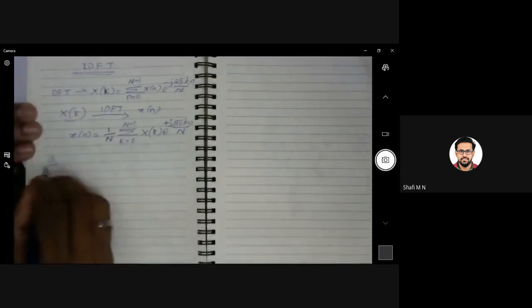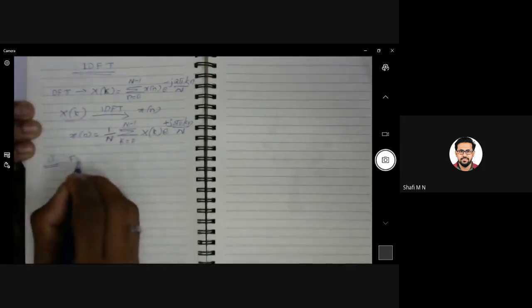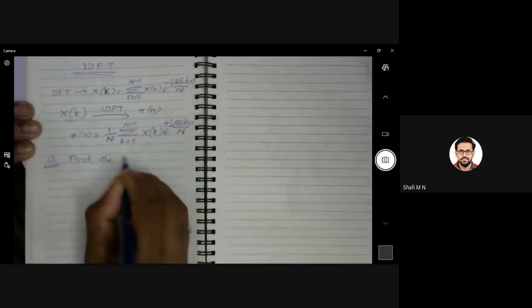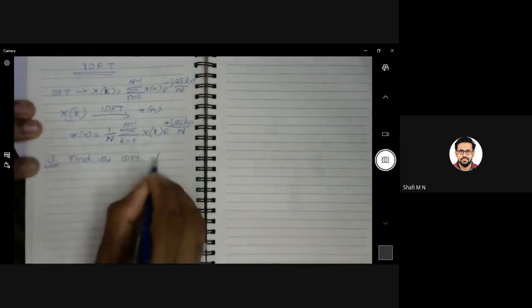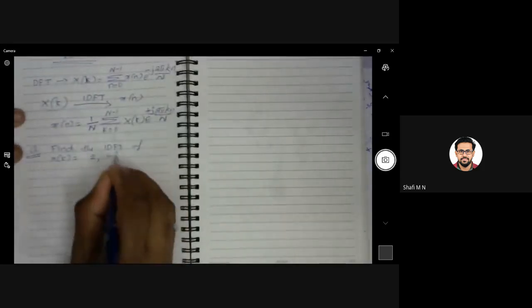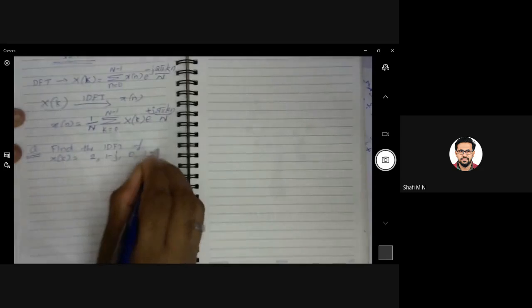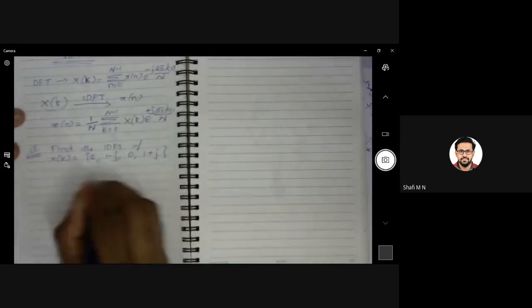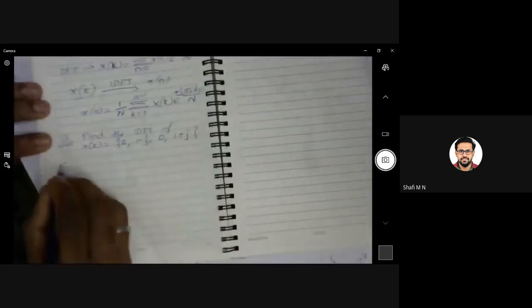So let's try one question. The task is to find the inverse DFT of X of k equal to, the previous answer, 2, 1 minus j, 0, 1 plus j. Let's do the reverse, right? So 2, 1 minus j, 0, 1 plus j. This is the sequence. You have to find the inverse DFT. So try to do that.